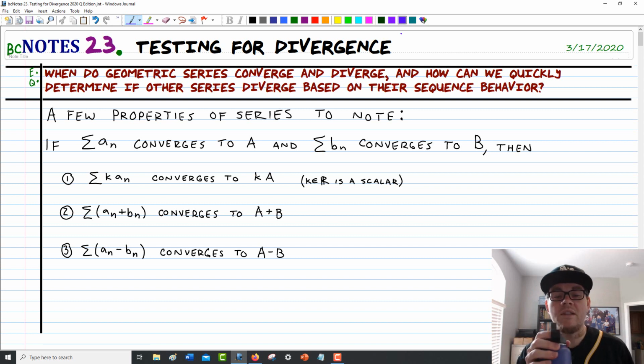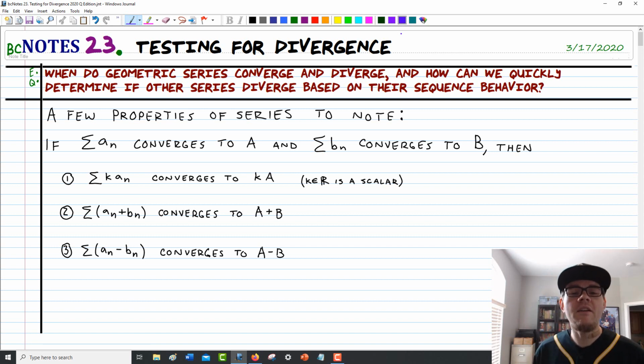There are a few properties that series have, and these properties hold for both infinite and finite geometric series. So what it says in our properties here is if a series, the sum of the terms of the sequence a sub n, converges to capital A, and a series, the sum of the terms of a sequence b sub n, converges to capital B, then these three properties hold. And again, hold your applause. I don't think any of these are particularly mind-blowing on their own.